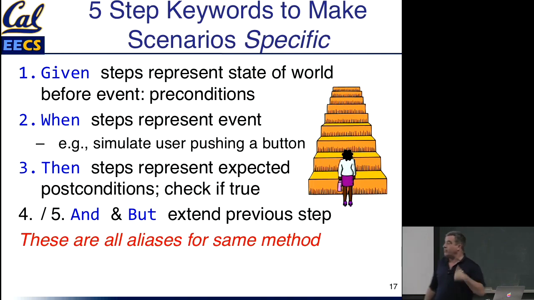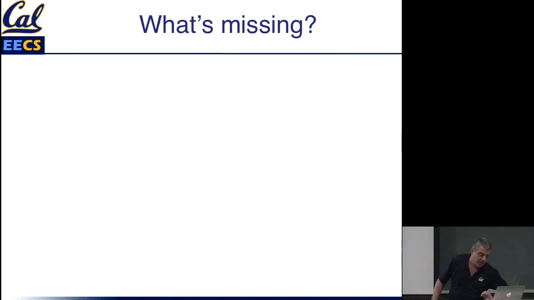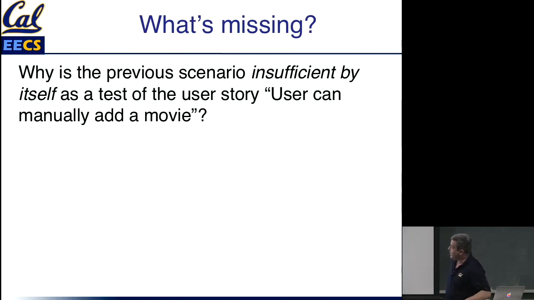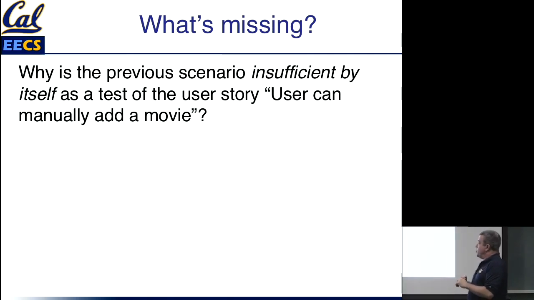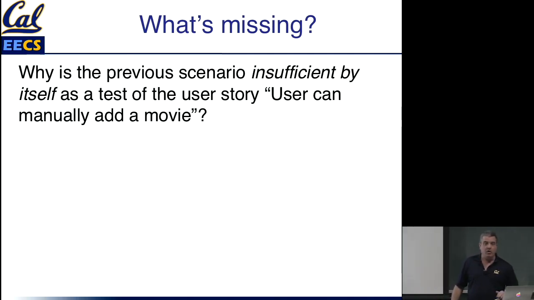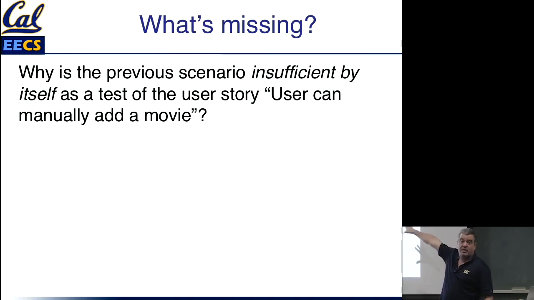And now let me ask my first question. Again, not a clicker question, just a let's think about it question. I showed you an example of the story of adding a new movie manually. And I'm now asking, why is that scenario that I just showed you insufficient by itself to claim that we have tested the user story about the user manually adding a movie? What are some things that we really need to be doing if we want to claim to have a test for this, but that we have not done using that simple scenario that I showed you? What could go wrong? Yes?